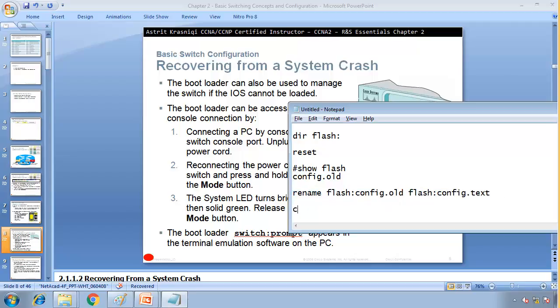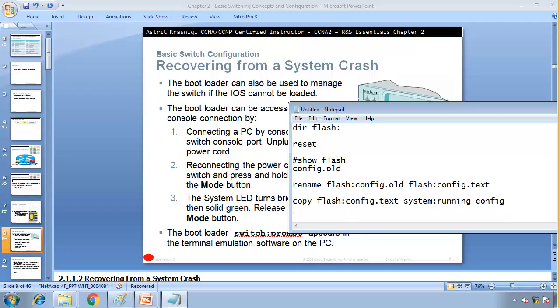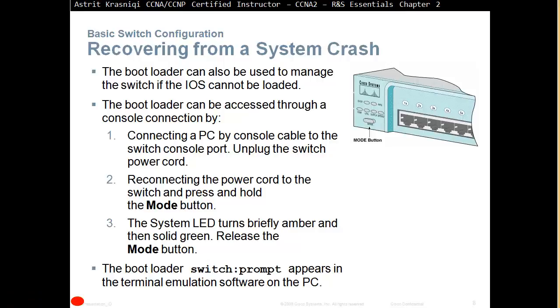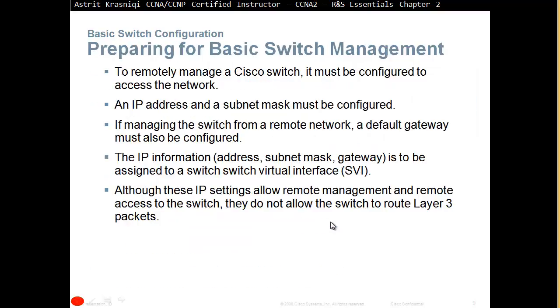Then you can rename the config.old, flash config.old, back to config.text. And then you can say copy flash config.text to system running-config. This will copy whatever that file used to be into running config, but you are in privilege mode now, so you can actually make changes, change the password, and so on. This will be a lot easier to explain in a live demonstration, but here is the best way I can do it.